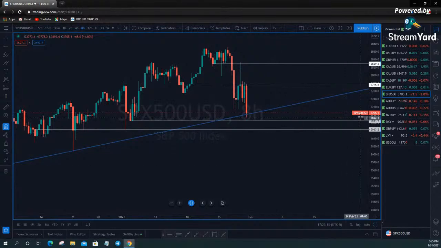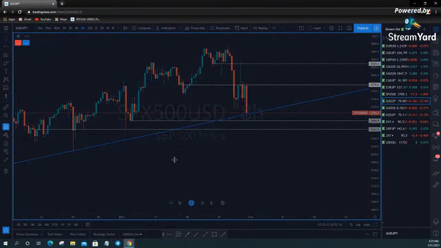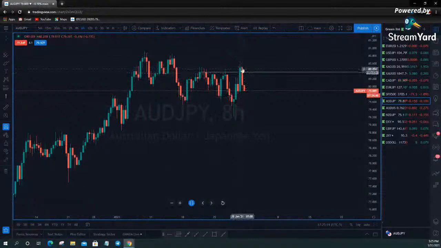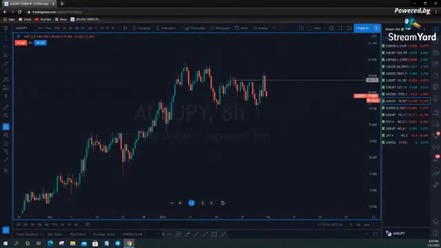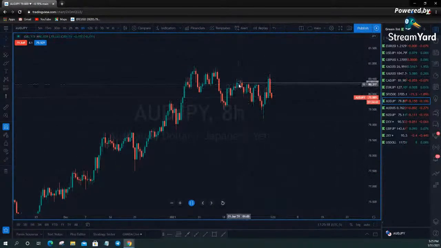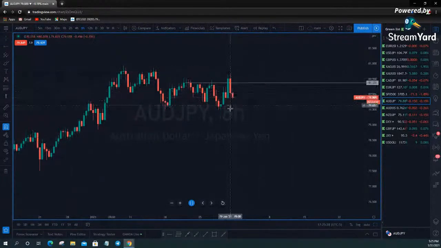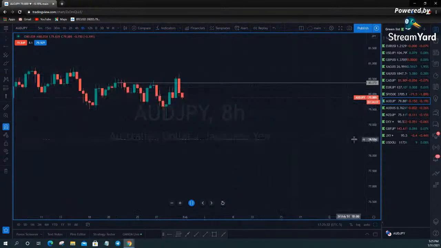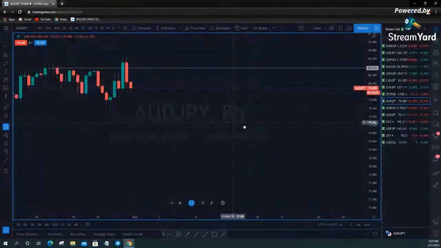Excuse me. All right, Aussie Yen. Aussie Yen looked good Friday, and then it reversed. So Aussie's not looking so hot as far as strength. Even though we had yen weakness, Aussie just couldn't hold up. So we traded right back down into this range, even after we broke out and had an 8-hour close above. That indicates weakness to me.